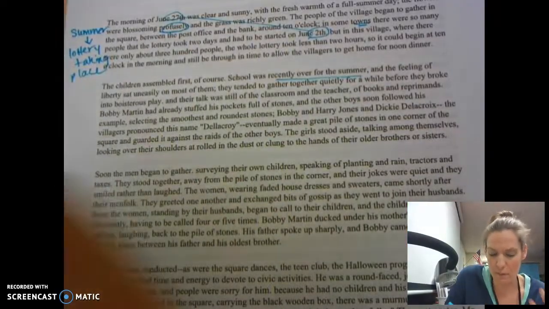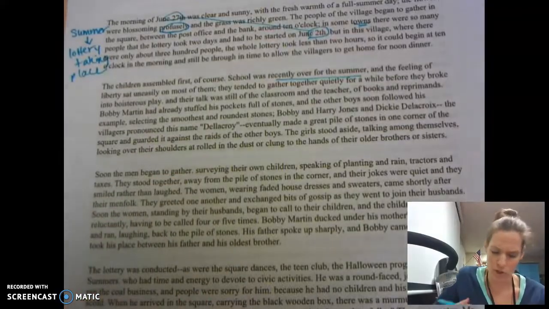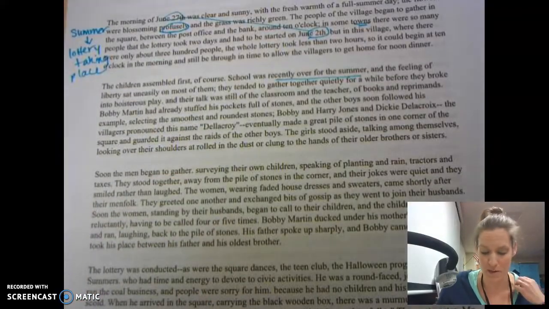Feeling of liberty, so like freedom. So the kids maybe weren't used to being free from school.